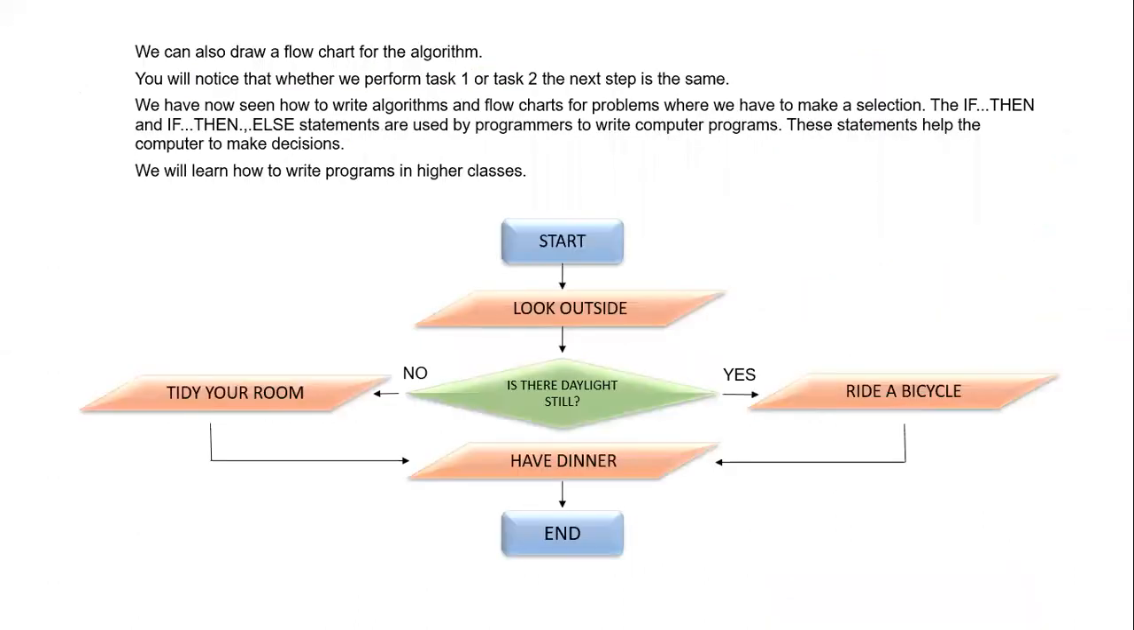We can also draw a flowchart for this algorithm, as you can see. In this algorithm, look outside. Is there daylight still? Yes, ride a bicycle. Is there daylight still? No, tidy up your room. And then have dinner in both cases and end. This is the if-then-else statement flowchart.